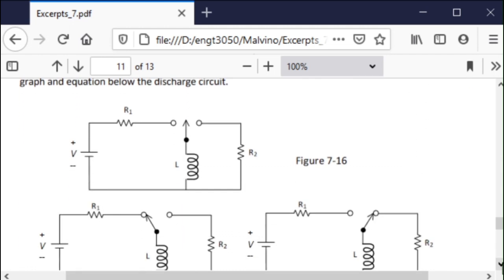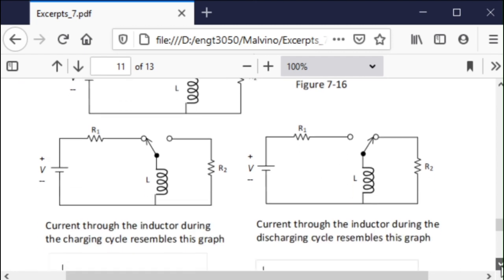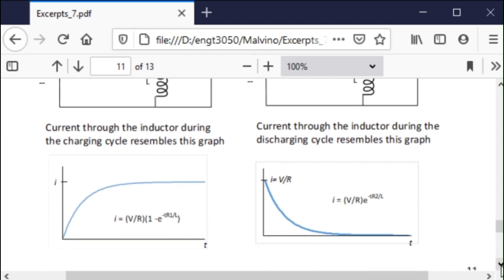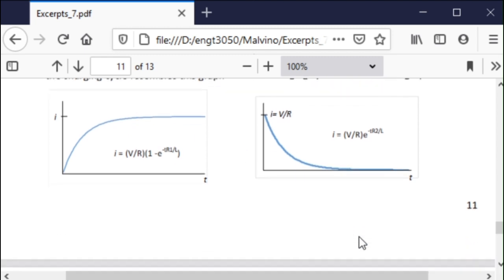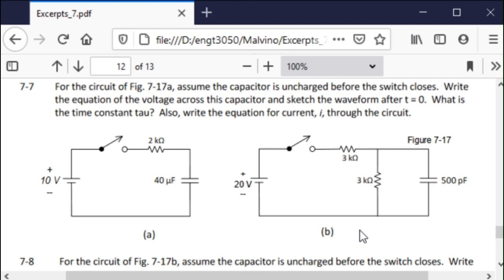So here is the charging side, and here would be the discharging side of that circuit, and here would be the examples from the current for the charge and the current for the discharge. So now all we have to do is use those equations and figure out where we're going to have to use them in specific examples. Okay, so let's go back, look at the problems.